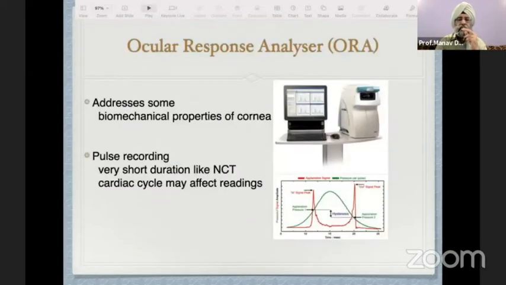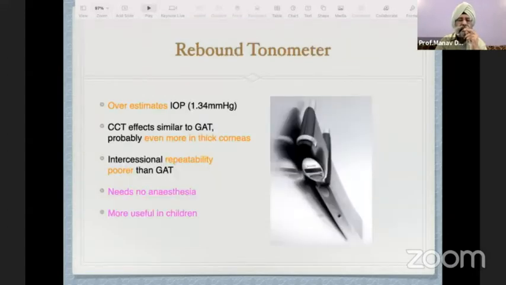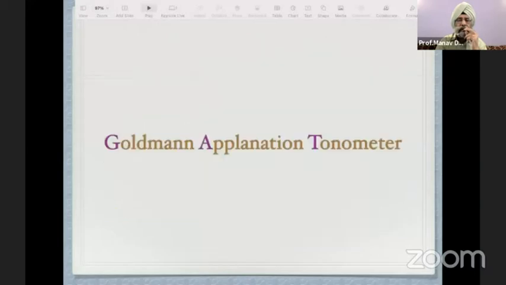The ocular response analyzer addresses some biomechanical properties, and the rebound tonometer does not require anesthesia, so it is more useful in children. However, it does overestimate, and more so in thick corneas.